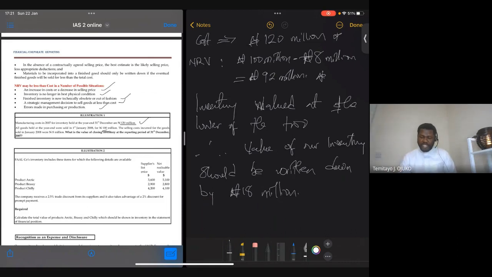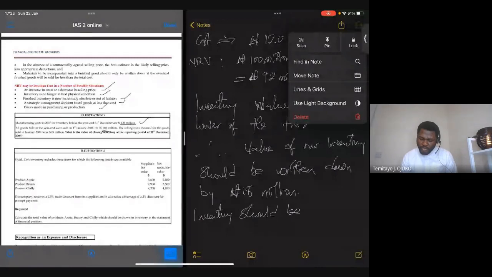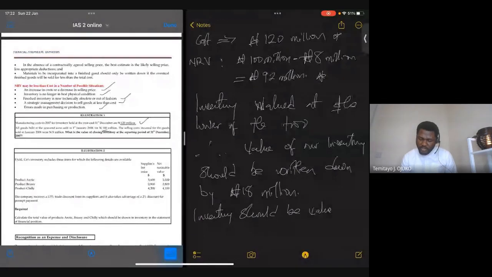Now, I will explain that. What am I saying in essence? The value of our inventory is actually, inventory should be valued at 92 million. Now, what do I mean by the 18 million written down value?